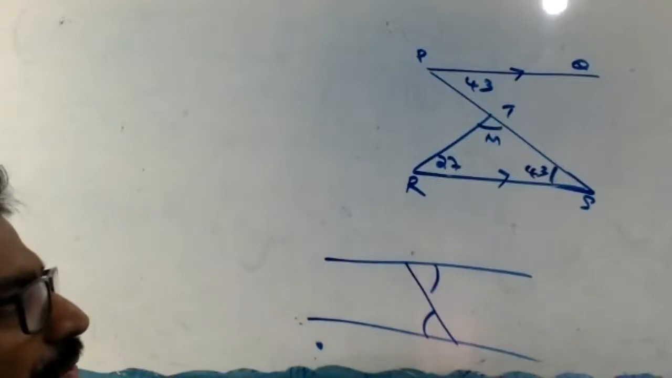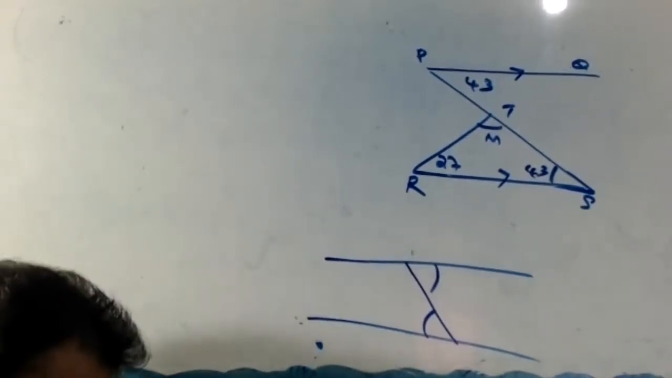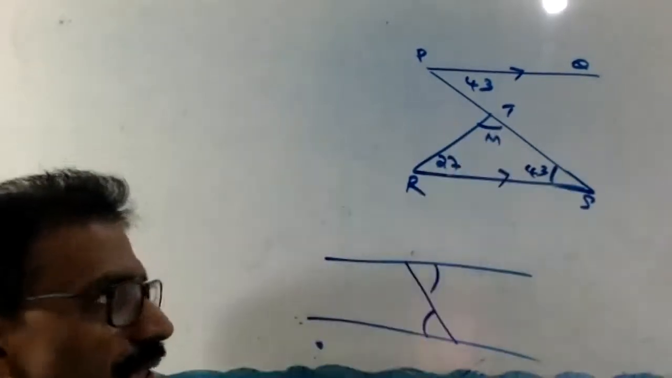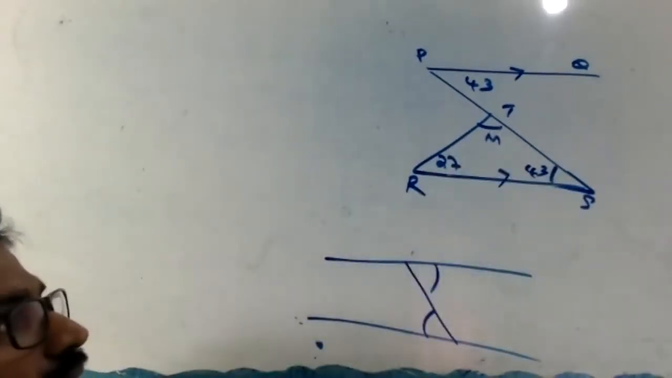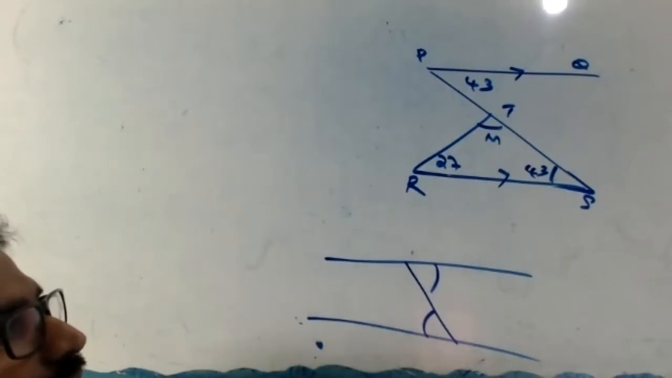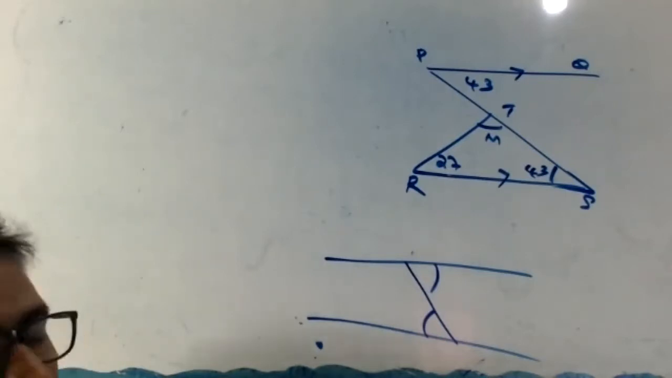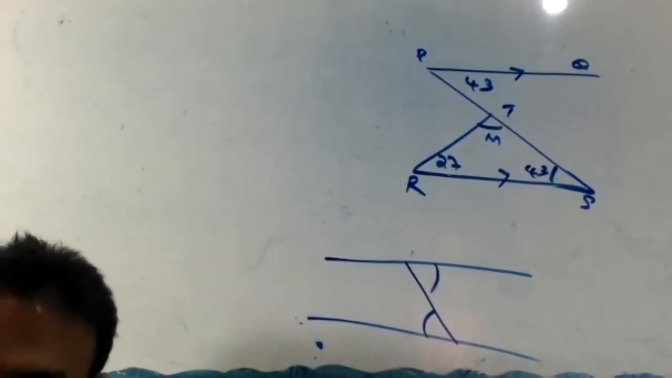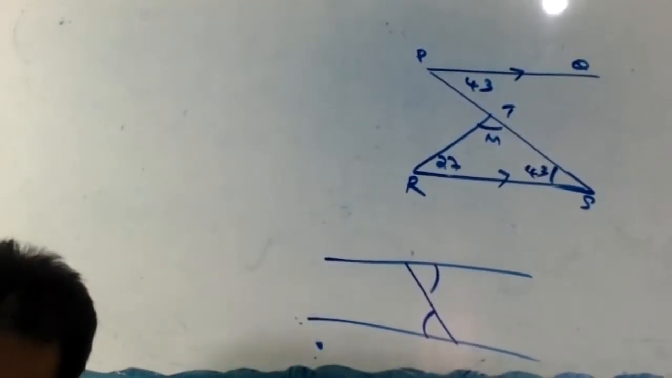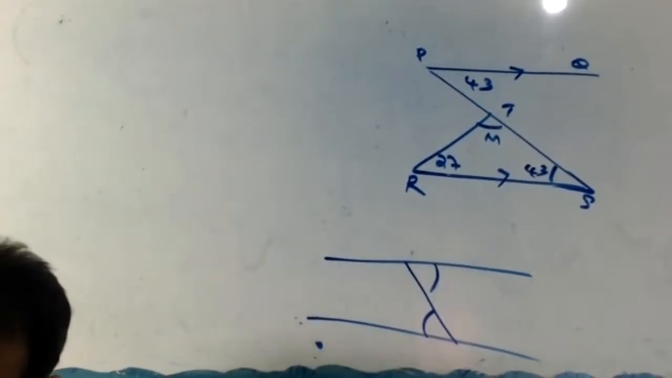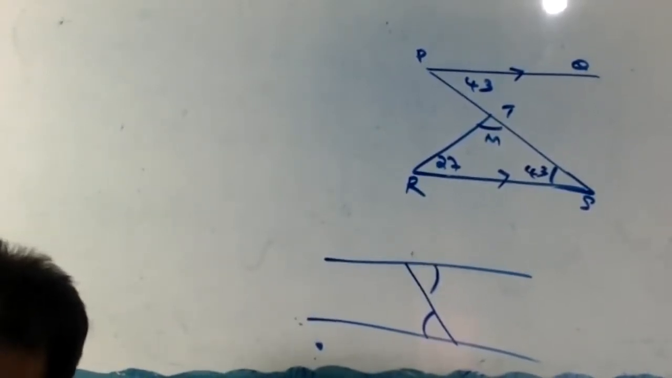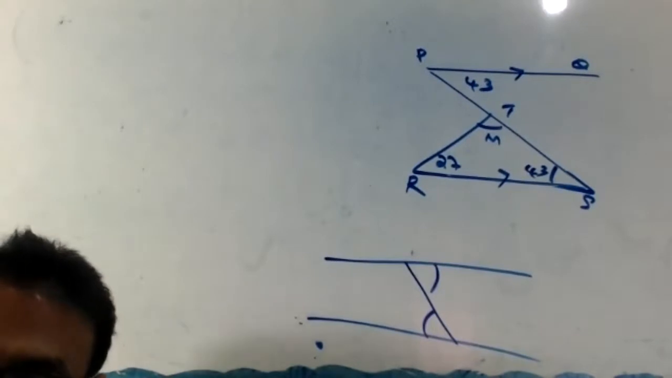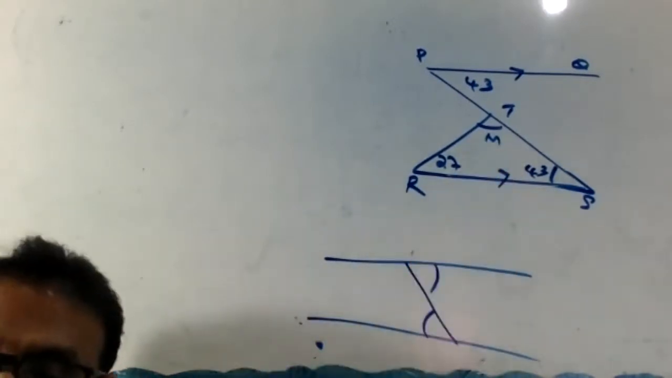Okay, now 27, 43. How much? So this angle, how much? 27 plus 43. How much is it? 70. So this is 110. Okay. So next question.